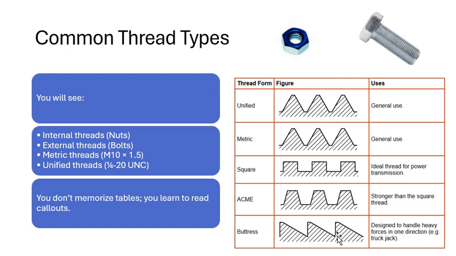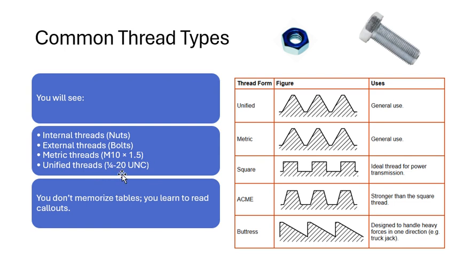Anyway, a buttress looks like this and is designed to handle heavy forces in one direction. Of course, your truck jack will use this type of threading. Internal threads are your nuts. External threads are your bolts. Your metric threads are written this way, like M10 times 1.5. That's just an example.